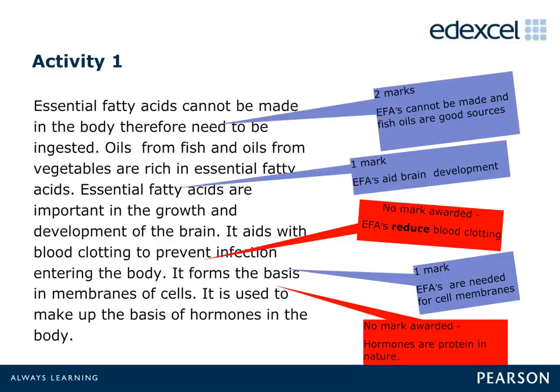Examiners always carry out positive marking. 4 marks were given for stating that essential fatty acids cannot be made in the body, can be obtained from fish, and are important for brain development and the formation of cell membranes. As can be seen in this response, many candidates inaccurately stated that EFAs would assist the clotting of blood, and that they are the building blocks of hormones.